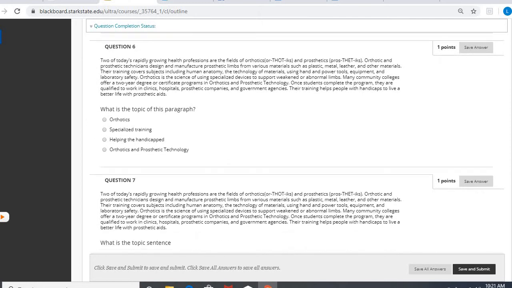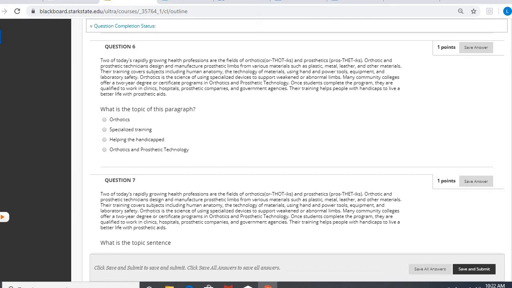Question 6, so now we have our paragraphs, and it's the same paragraph throughout the entire rest of the question. So I'll read it once, and then that's what we're referring back to. 2 of today's rapidly growing health professions are the fields of orthotics and prosthetics. Orthotic and prosthetic technicians design and manufacture prosthetic limbs from various materials such as plastic, metal, leather, and other materials. Their training covers subjects including human anatomy, the technology of materials, using hand and power tools, equipment, and laboratory safety.